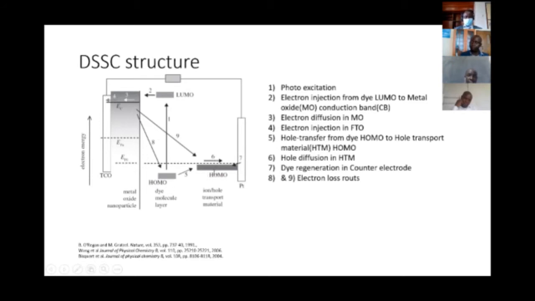Process 6 indicates the movement of the holes through the electrolyte, and eventually the whole process is completed by the dye regeneration at the counter electrode through process 7. Processes 8 and 9 indicate electron loss routes, which happen in a dye-sensitized solar cell.